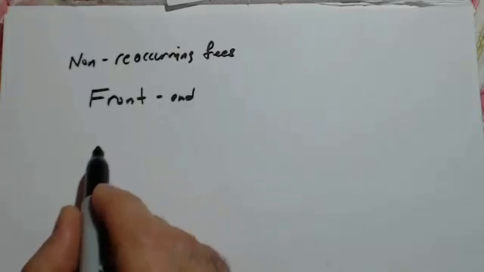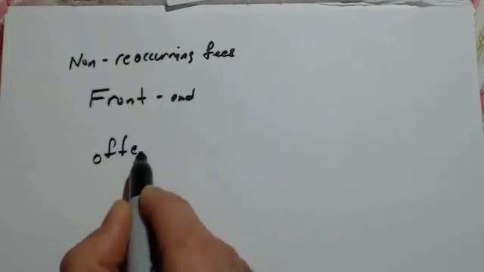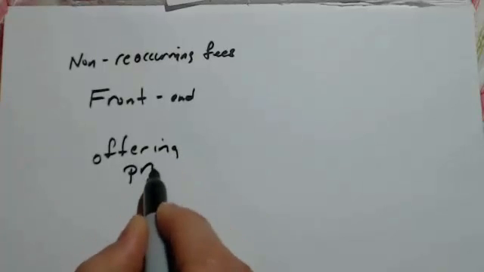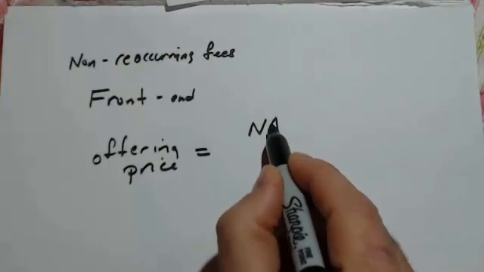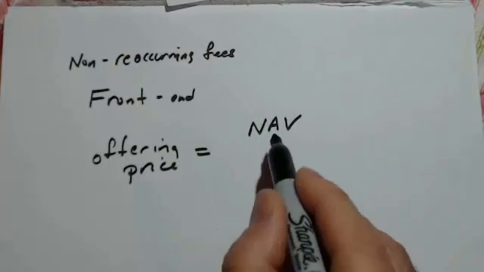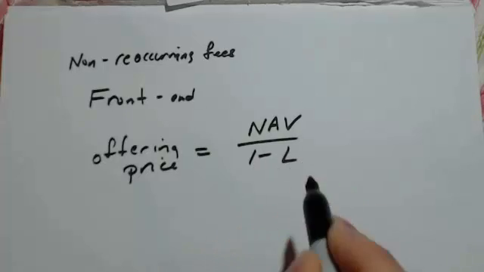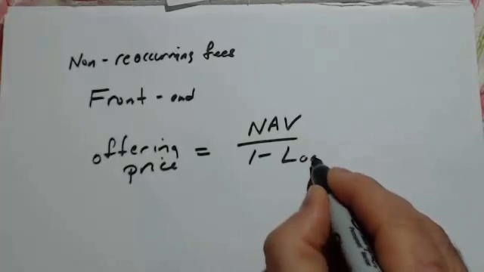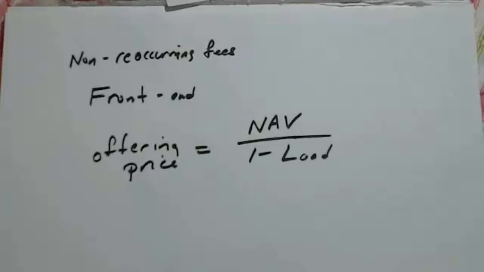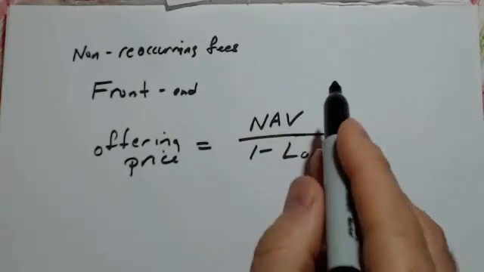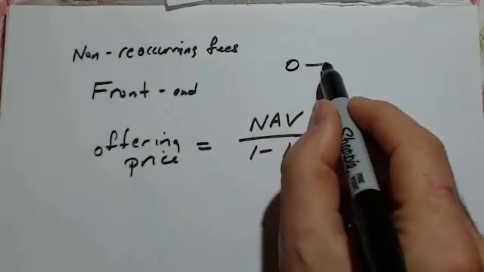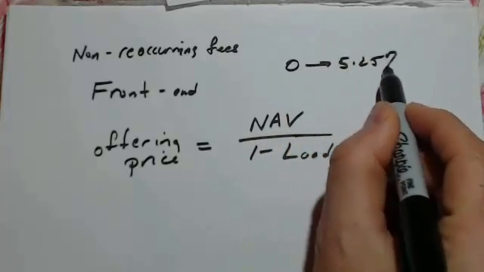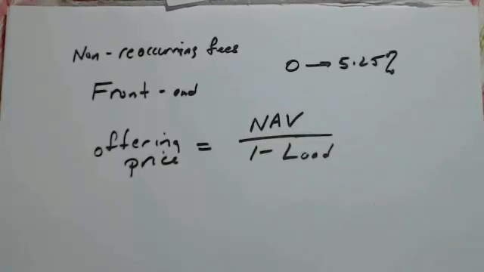So what's going to happen is when there's a load, there's what's called an offering price. And the offering price is computed as the net asset value, like we computed earlier, divided by 1 minus the load, L. And that's a load in decimal form. And the loads can go from 0, which is a no load fund, all the way up to 5.25% for a load. So this is how it works. So let's give you an example.